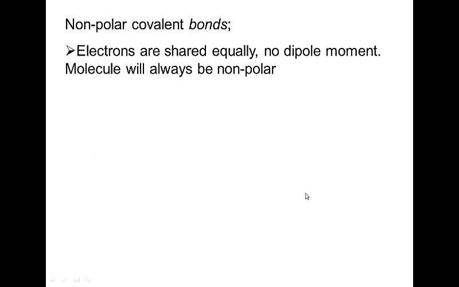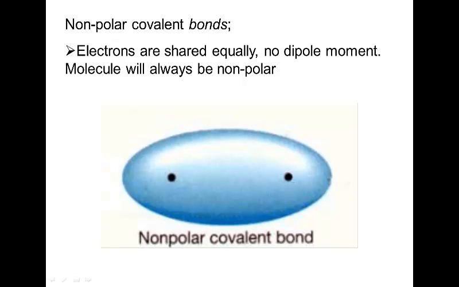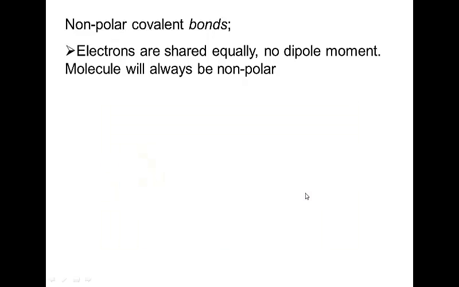Non-polar covalent bonds: the electrons are shared equally. There's no dipole moment. Molecules will always be non-polar. A dipole moment is, again, a bond where the electrons are attracted to one atom more than another, where the electrons are scooting closer to that atom, creating a negative end there, and since they're moving away from the other atom, creating a positive end at that side.